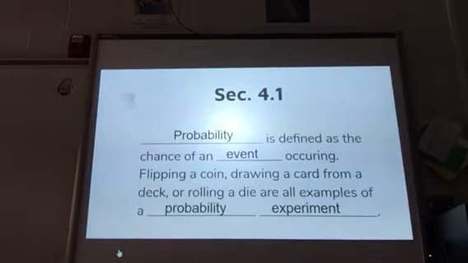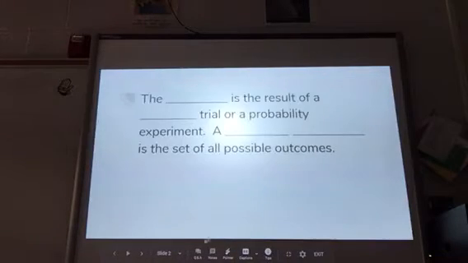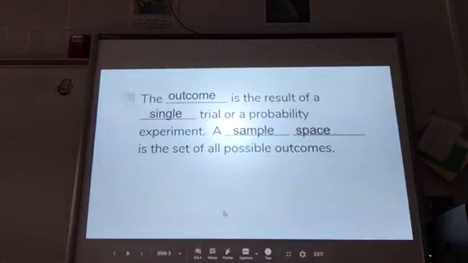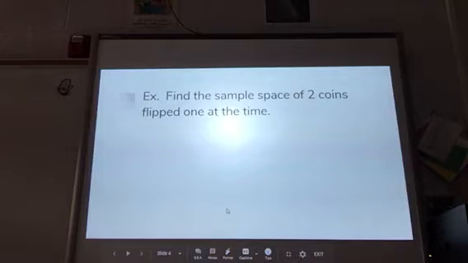Okay, y'all, if you'll get your notes out, this quick video is going to be about section 4.1. It talks about probability, which is defined as the chance of an event occurring. Flipping a coin, drawing a card, or rolling a die are all examples of a probability experiment. The outcome is the result, and a sample space is the set of outcomes.